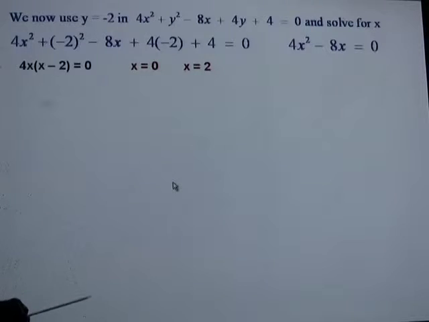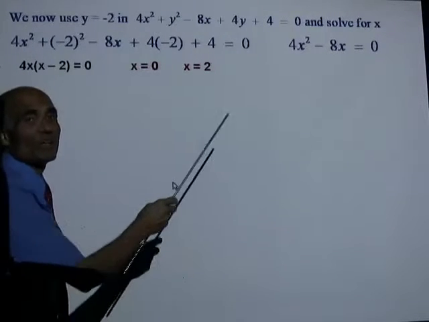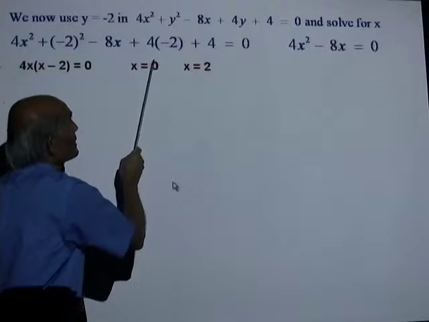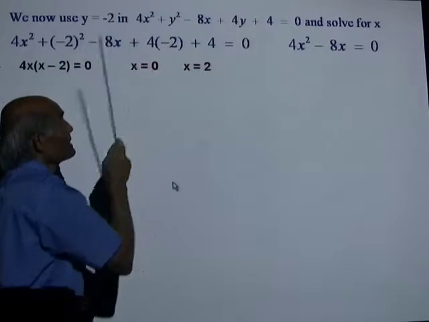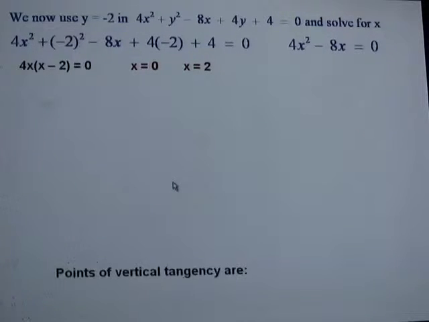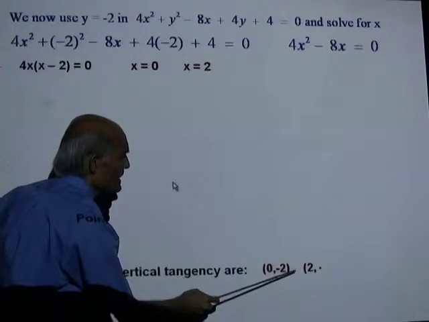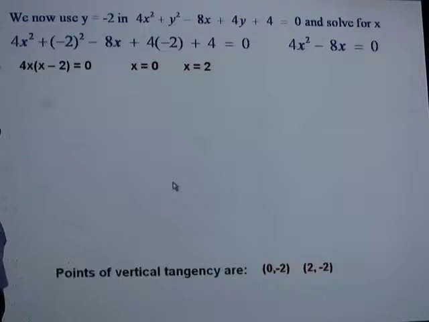And therefore, what are the points of vertical tangency? The first point is x equal to 0, y equal to negative 2. The other is x equal to 2, y equal to negative 2. So the points of vertical tangency are 0, negative 2, and 2, negative 2. And how does the graph of this look like?